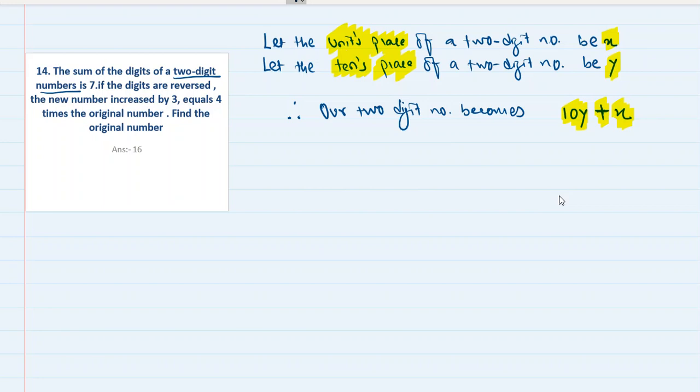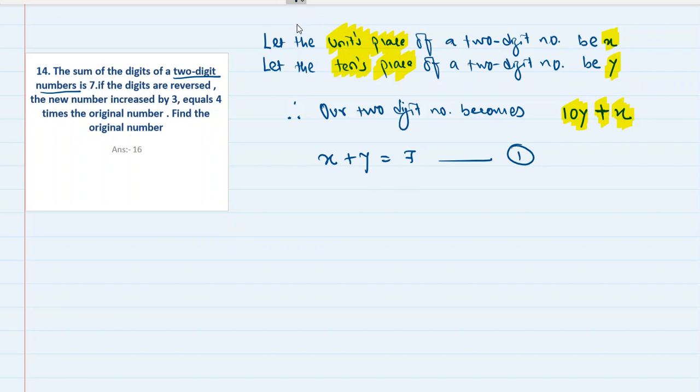The sum of the digits of a two-digit number is 7. The first equation will be formed using this statement. The sum of the digits of a two-digit number is 7. What are the digits of a two-digit number? x and y. So they mean that x plus y is equal to 7. Equation number 1. Ready? Okay. Next statement. Little complex, so please pay attention.